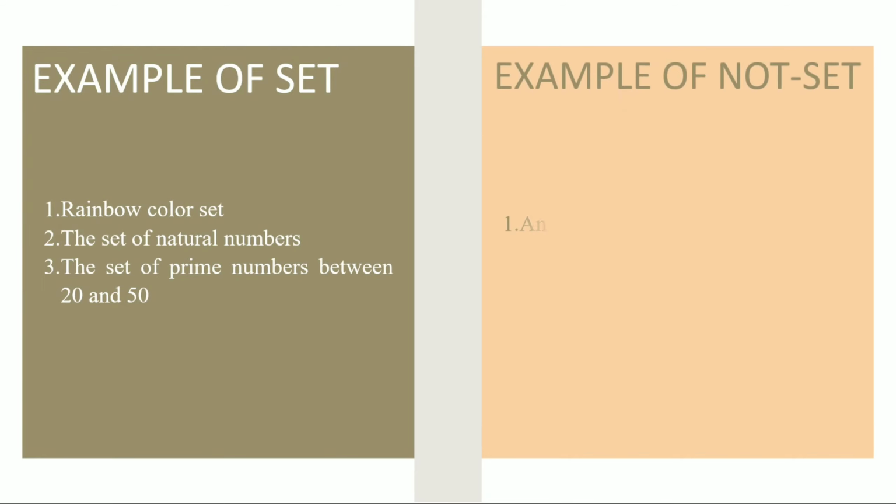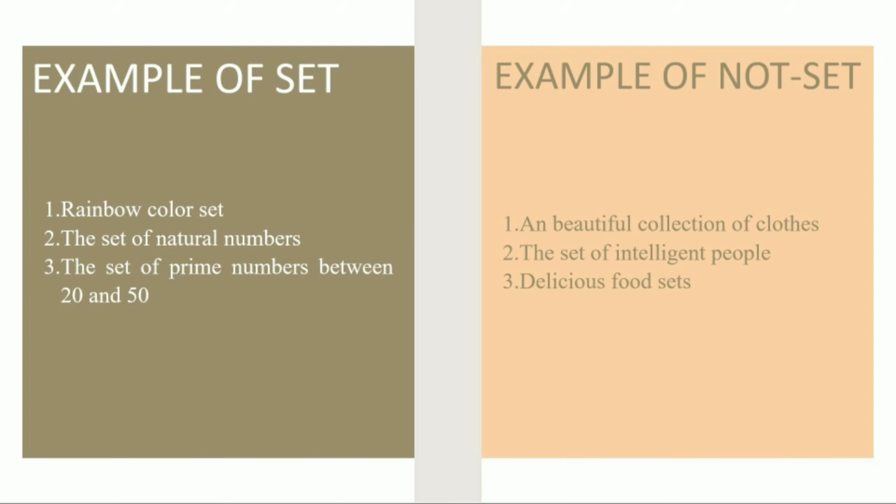Examples of non-set. Number 1, the set of beautiful clothes, because the meaning of the word beautiful varies according to each person. Number 2, the set of intelligent people. Why? Because there is no defined measure to measure someone's intelligence. And the last, the set of delicious foods, because the meaning of the word delicious varies according to each person.